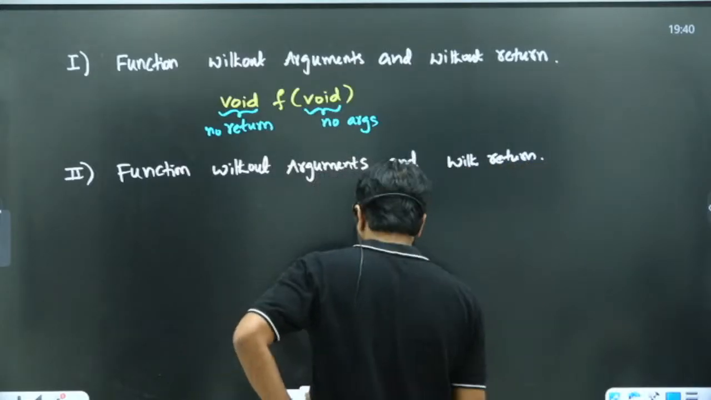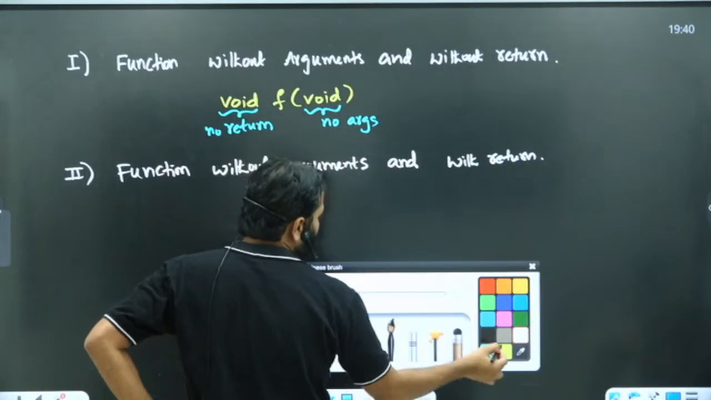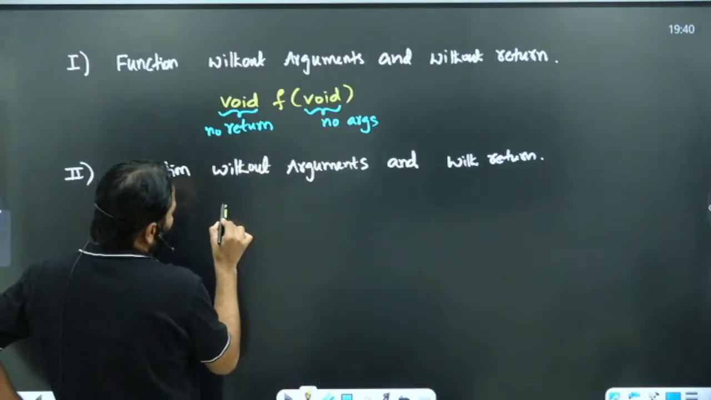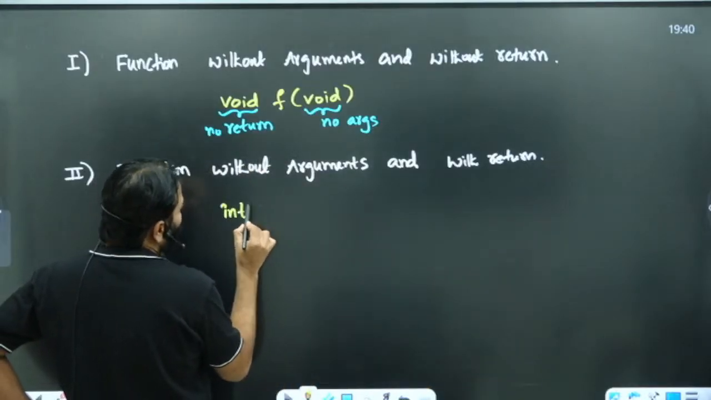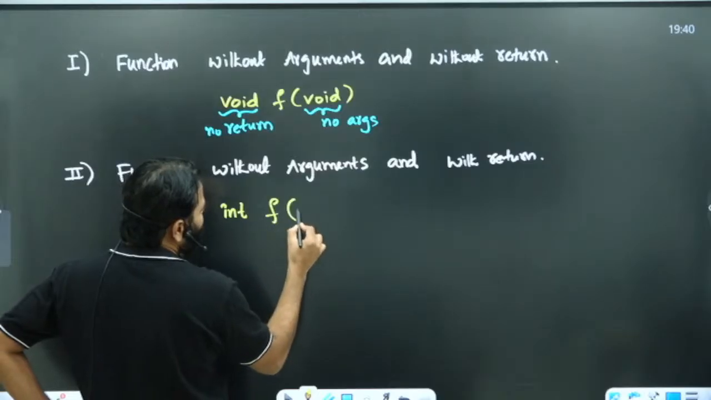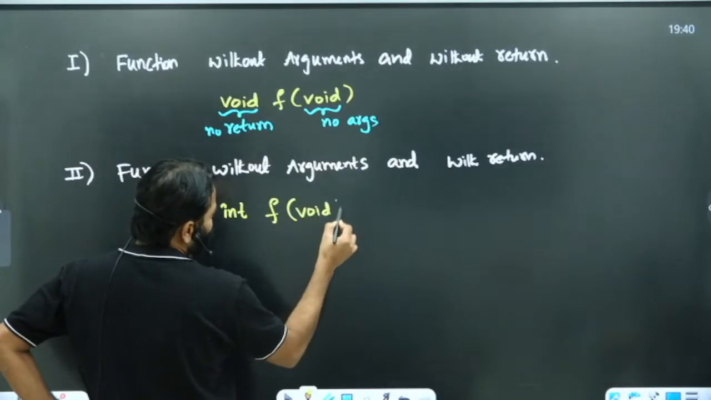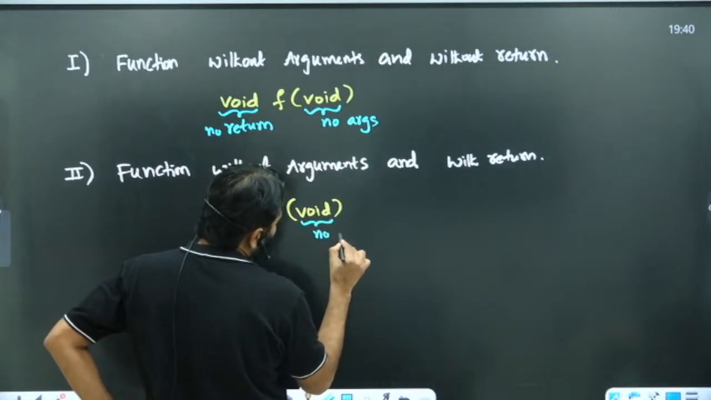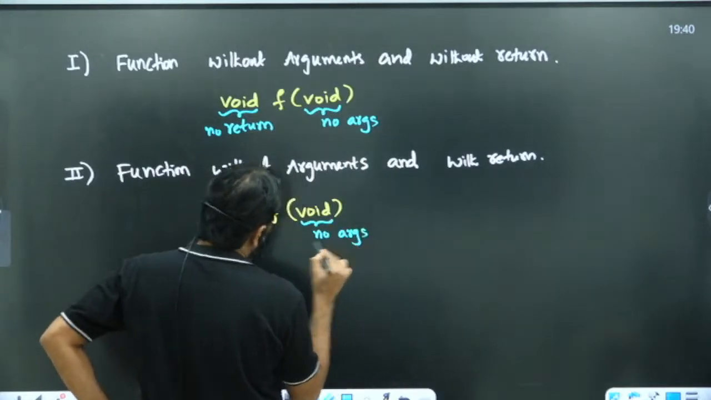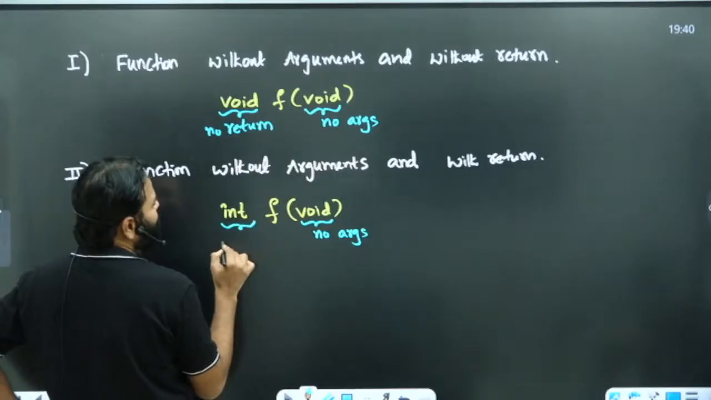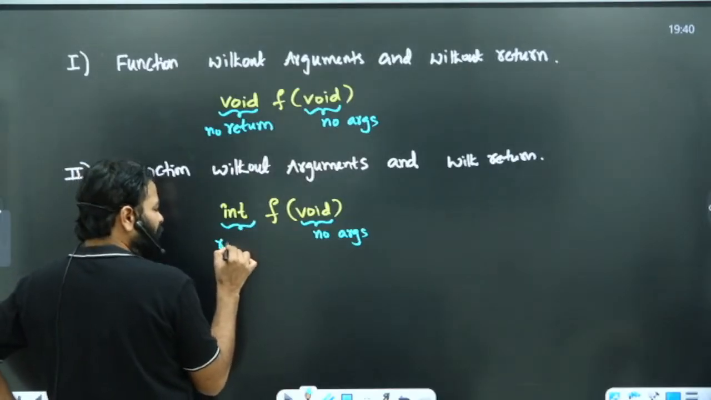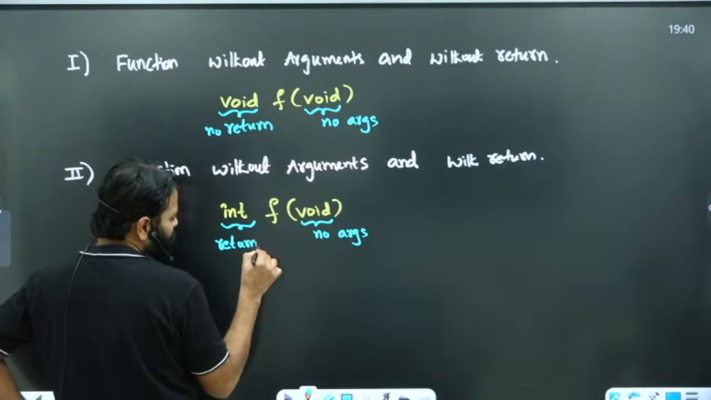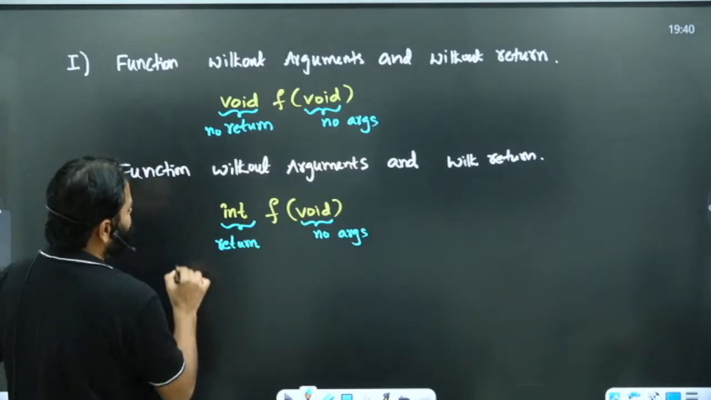ये कैसे होगा with return? Example, I want to return integer value. Of course only one value you can return, f, there is no argument. This is for no arguments, but you want a return, right? So that's a return value, return integer. This is a with return basically.